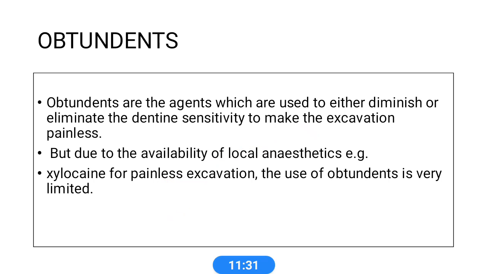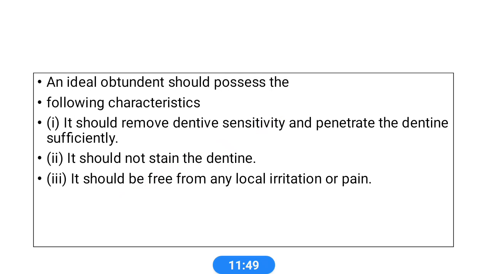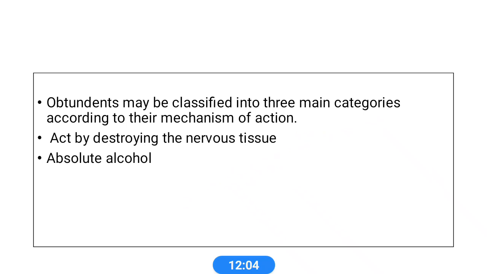Next category is obtundants. Obtundants are agents which are used to either diminish or eliminate dentin sensitivity to make the extraction painless. But due to the availability of local anesthetics like xylocaine for painless extractions, the use of obtundants is very limited. An ideal obtundant should remove dentin sensitivity and penetrate the dentin sufficiently. It should not stain the dentin. It should be free from any local irritation or pain.